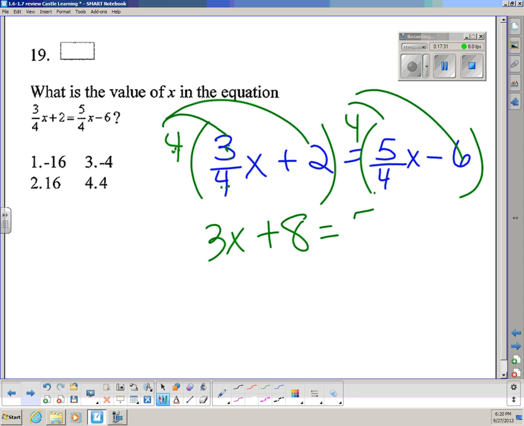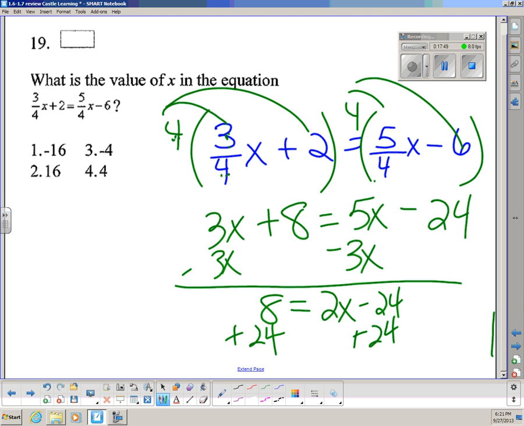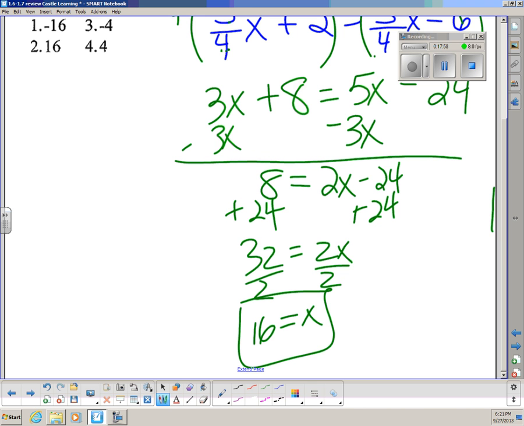4 times 5/4 is 5. 4 times 6 is 24. So here's our equation now. I'll do this one a little differently. I'll subtract 3x on both sides. We'll get 8 equals 2x minus 24. Add 24 onto both sides, and we get 32 equals 2x. Divided by 2, x equals 16. Final answer, choice 2.